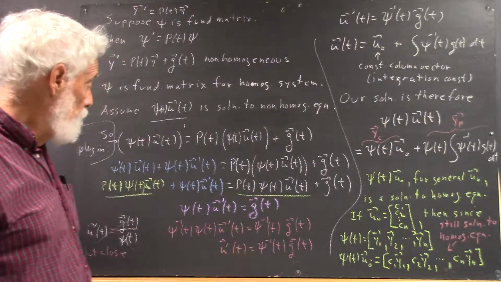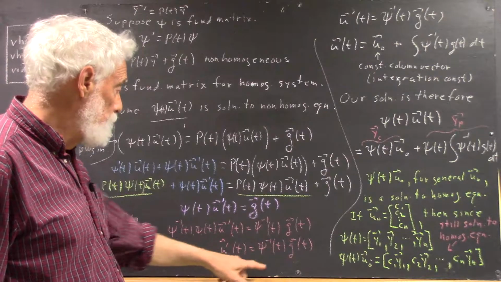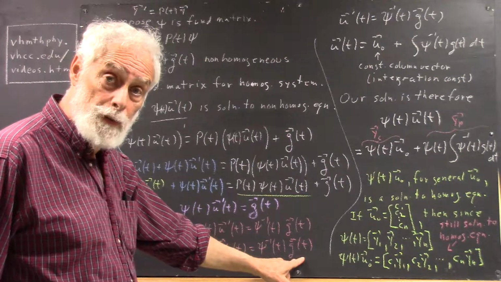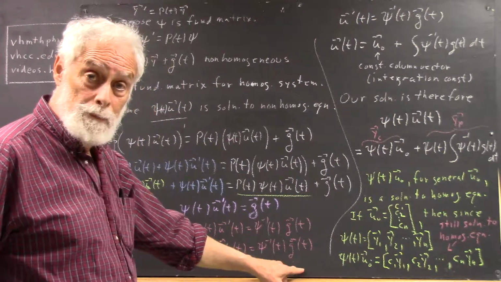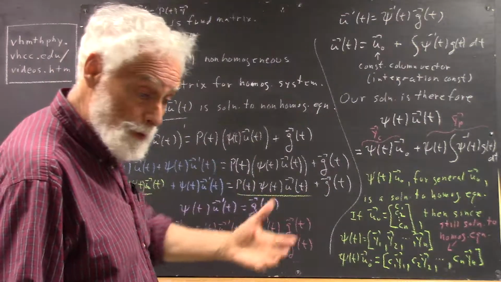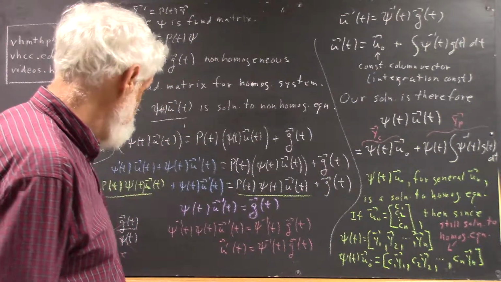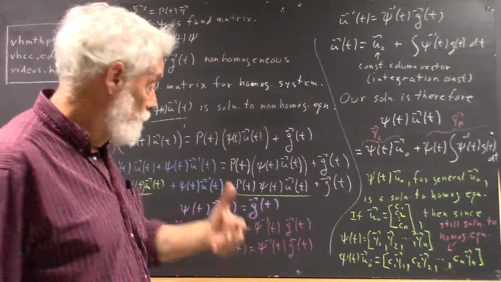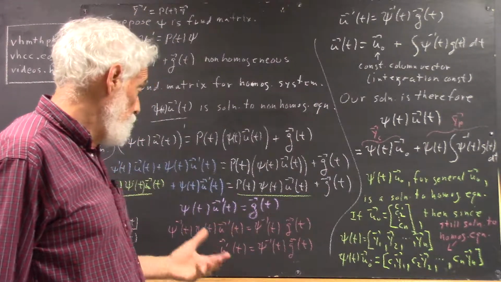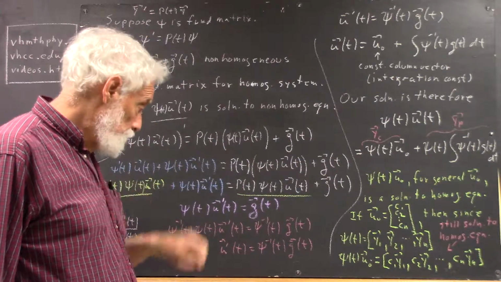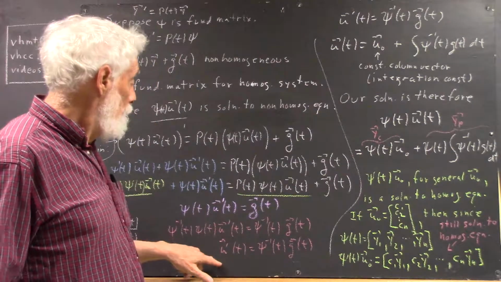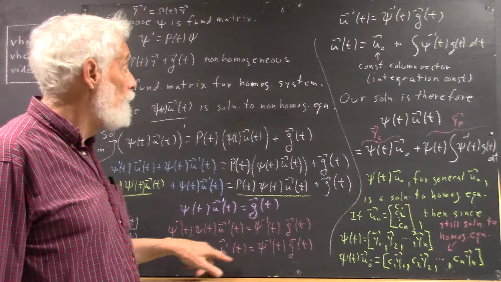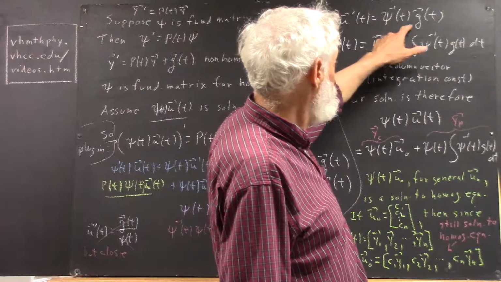So we do this, and we end up with u prime of t equal to psi inverse times your g vector. Very similar to what we got when we did variation of parameters with second order linear equations. It works out that way, so that u prime is psi inverse times your g.